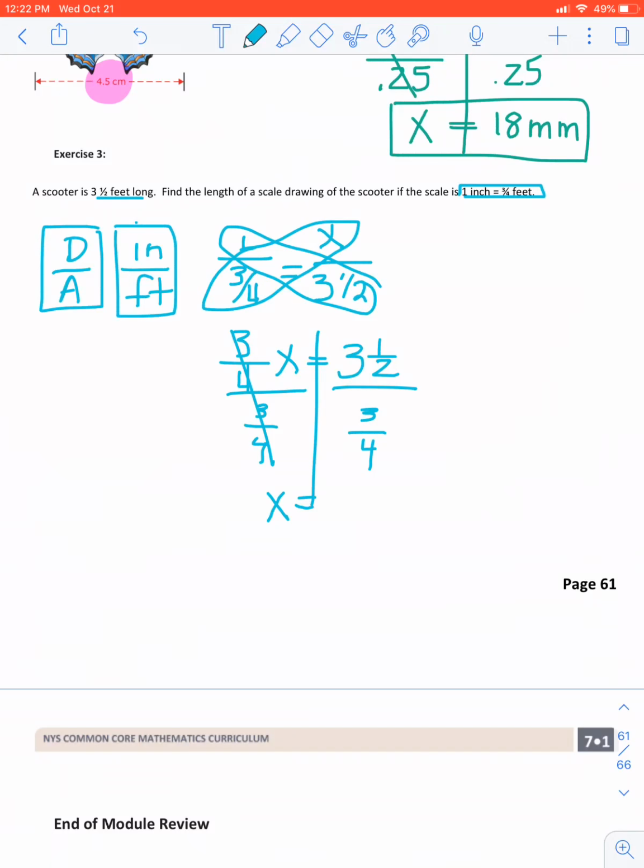So we're going to take the calculator and do 3.5 divided by 3/4. Now that gives me 4 2/3. Now x is on the top, so we're talking about in the drawing, which would be labeled as inches.